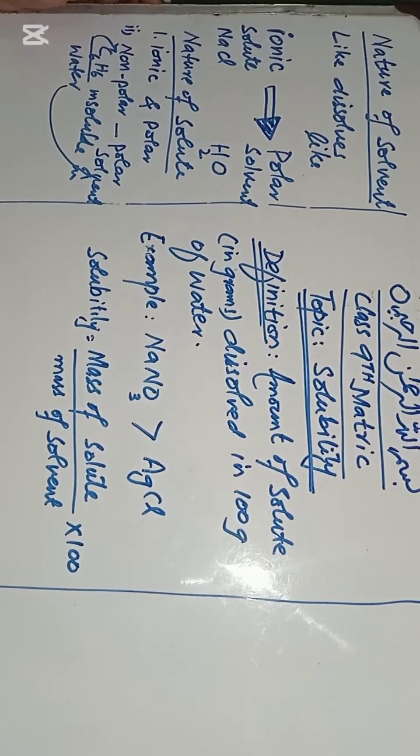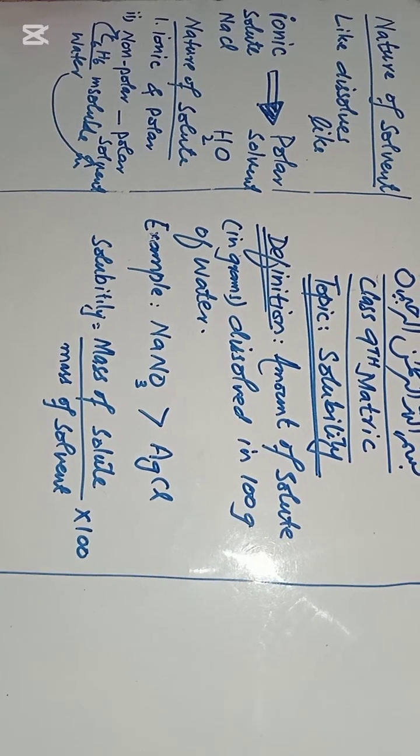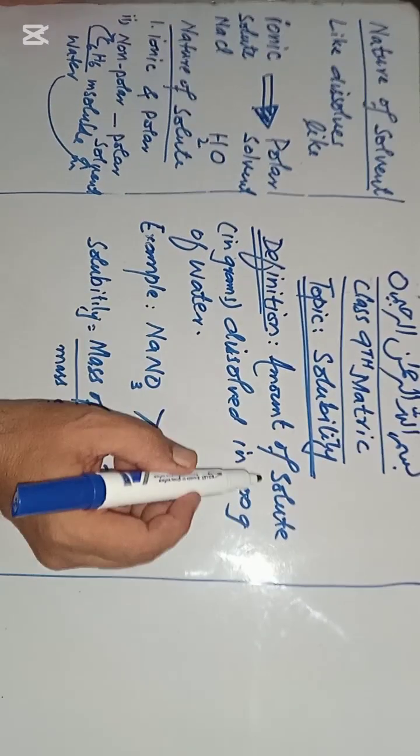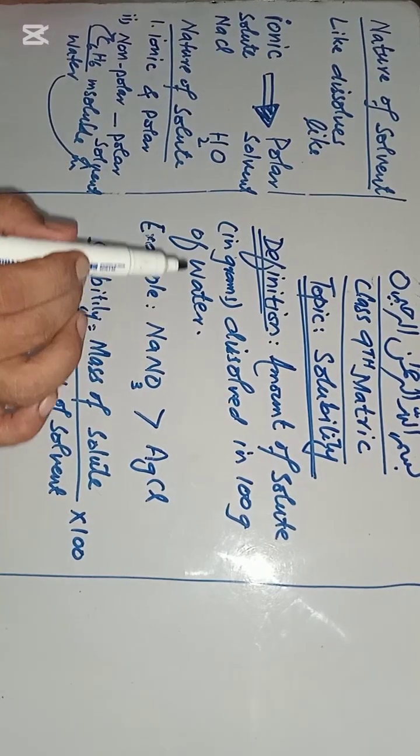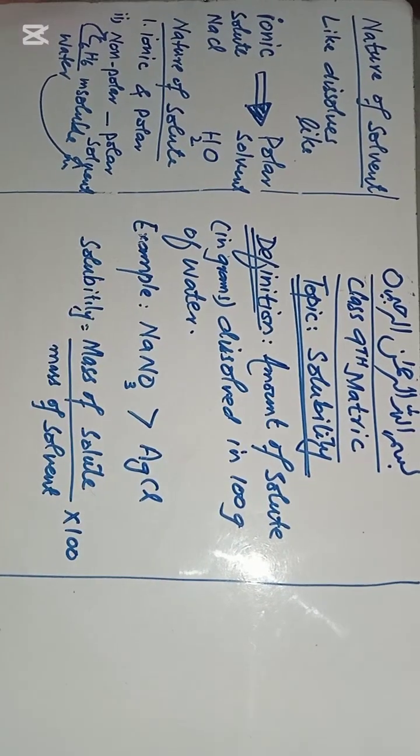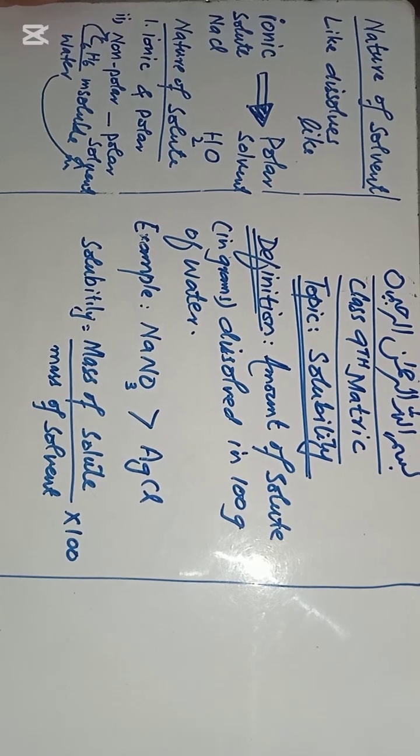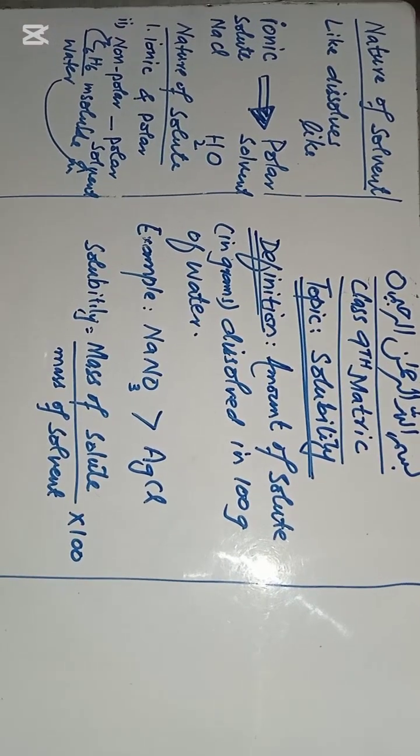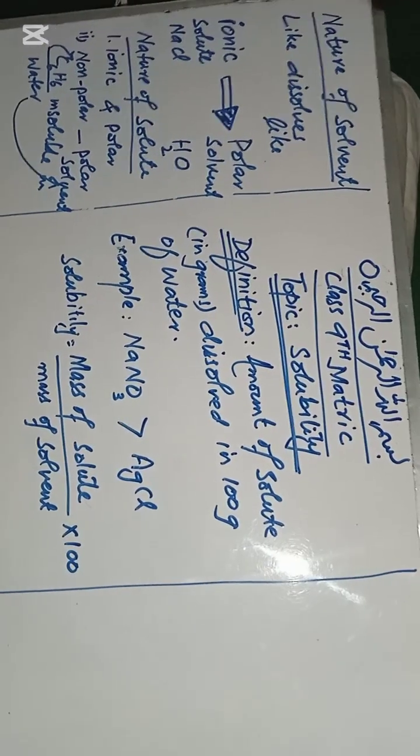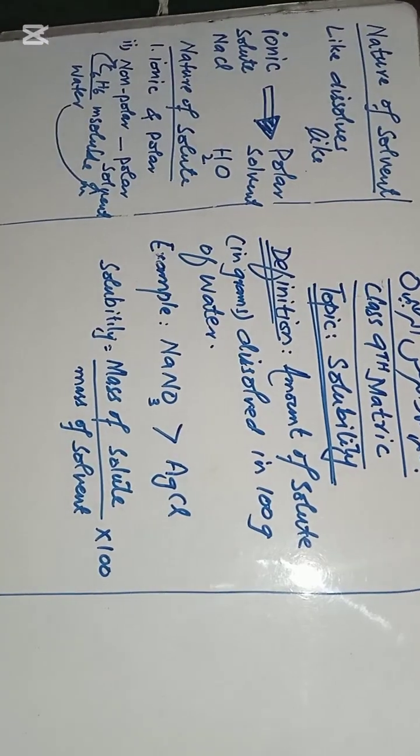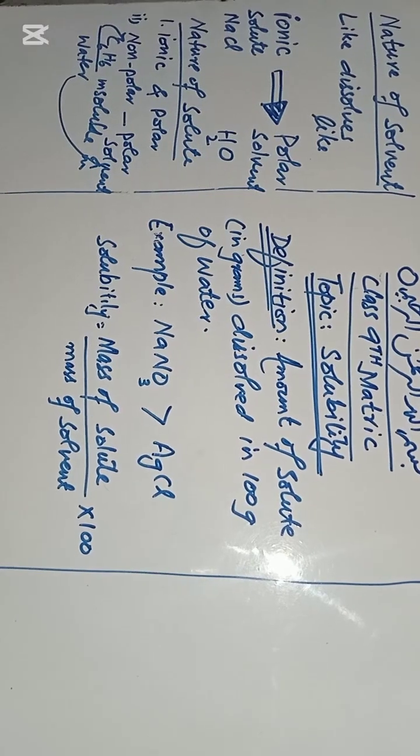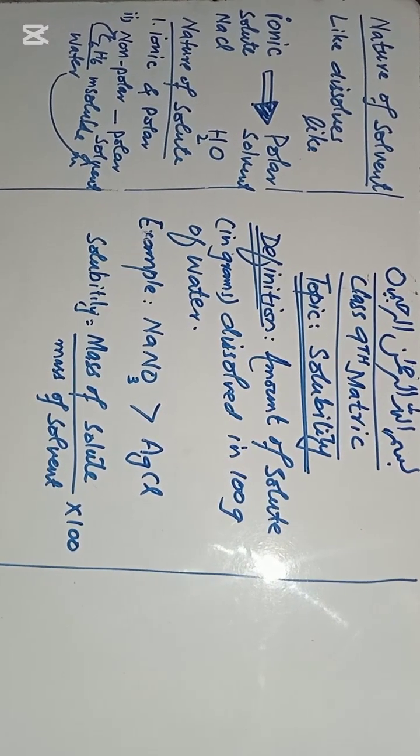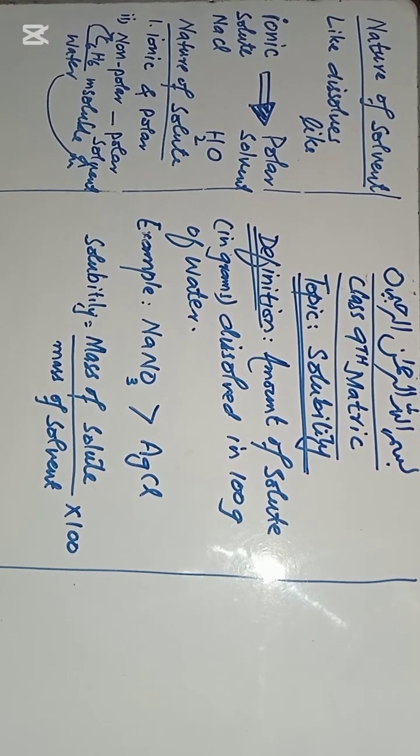So let me define it first. What is solubility? Solubility is the amount of solute in grams dissolved in 100 grams of water. Like if we say some solute like sugar, for example 25 grams, is soluble in 100 grams at room temperature and pressure, it means that is the solubility of sodium chloride.